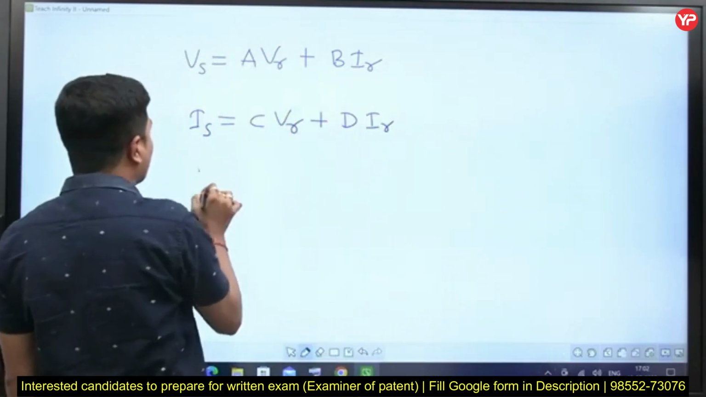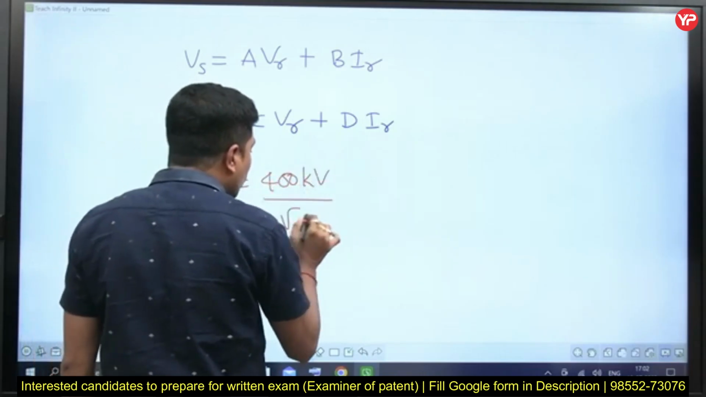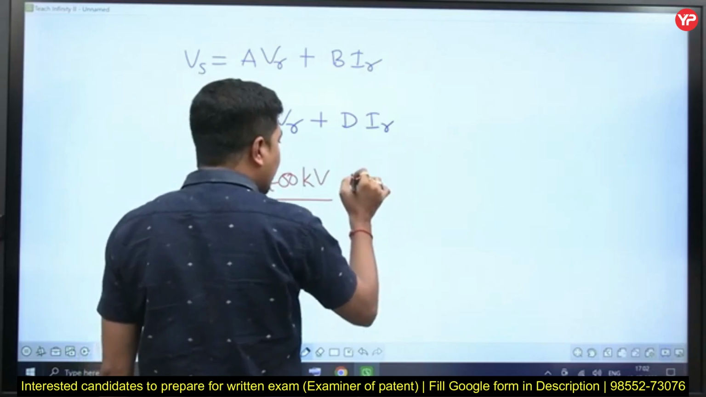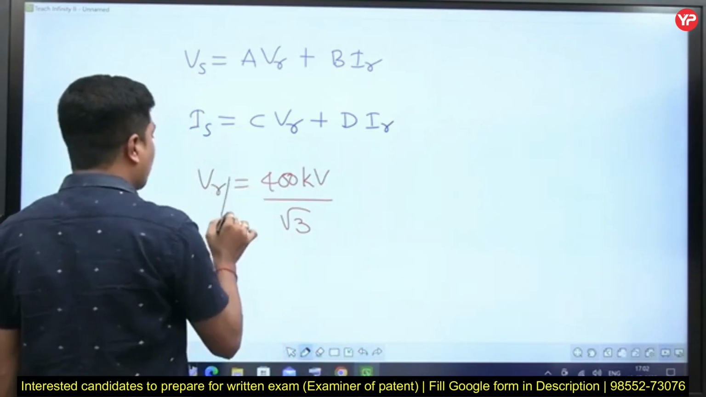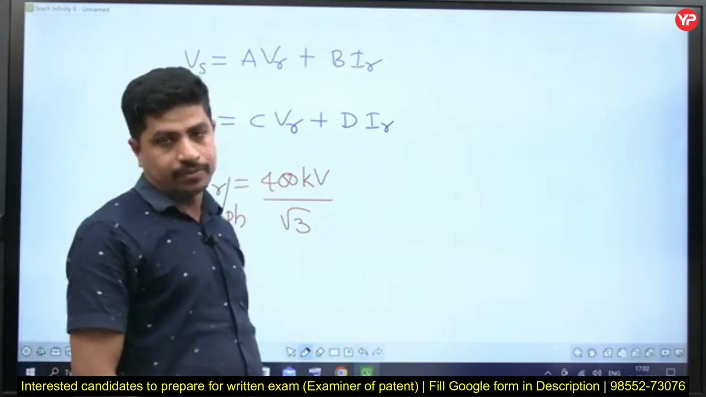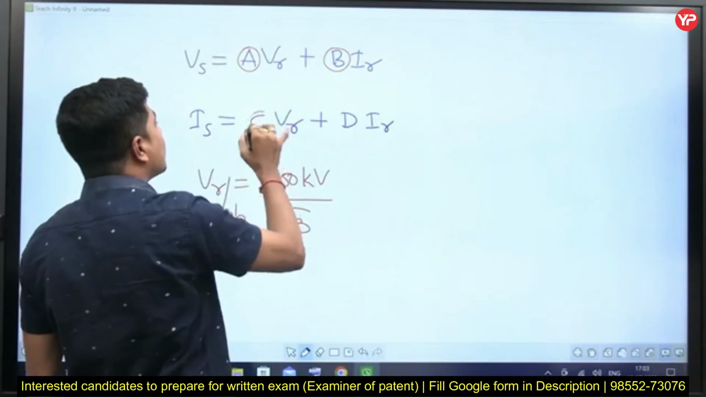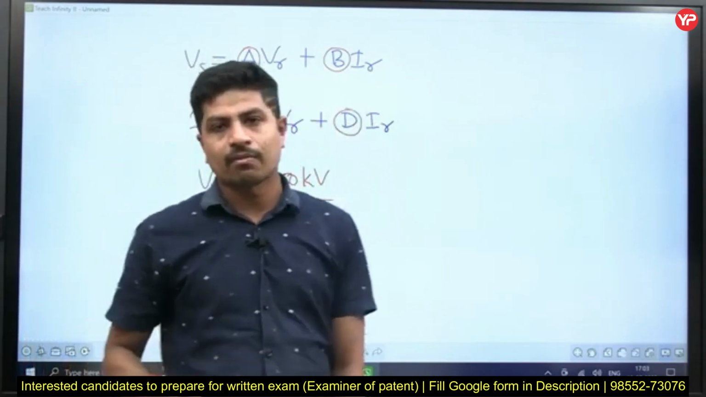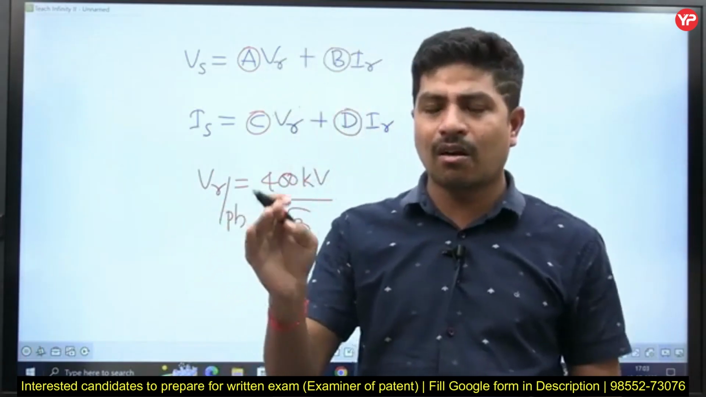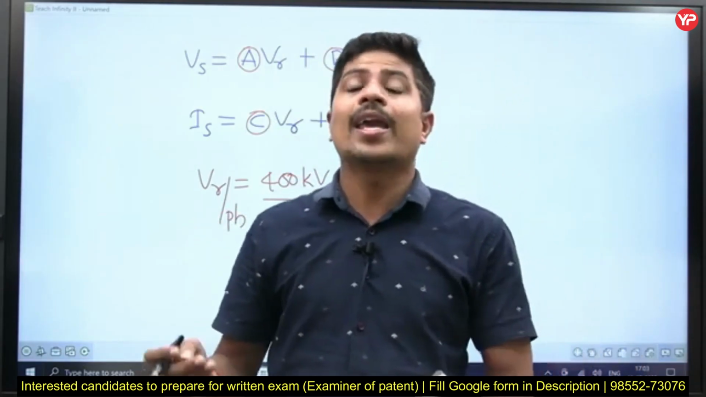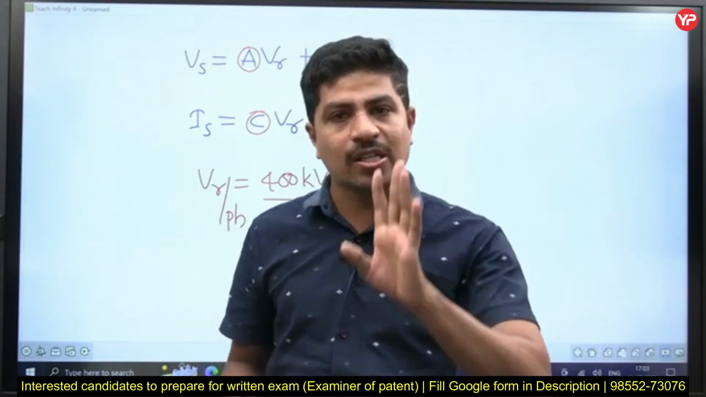Here VR I know, that is equal to 400 kV by root 3. You may be thinking why I have taken by root 3. Because VR is per phase, and I have to take per phase voltage. Why? Because A, B, C, D are always per phase quantities. I'll stress a point here: only voltages, currents, power differ for line and phase, but A, B, C, D are parameters. R, L, C, G are parameters. Those are always per phase only.